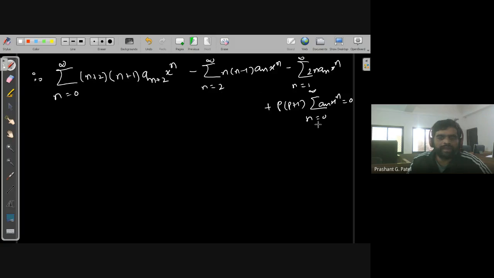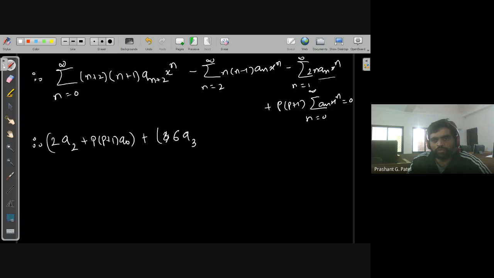Now we'll write down this index to be similar. So there are terms with n equal to 0 and n equal to 1 that we have to write down separately. When n equal to 0, we'll have 2 into a2 x power 0, and here there will be a term of x power 0, that is a constant term, plus p into p plus 1 a0. This is the constant term we'll have. Plus when you have n equal to 1, substitute here. This gives you 3 into 1 plus 1, that will be 2, so it is 6a3. The x is there.